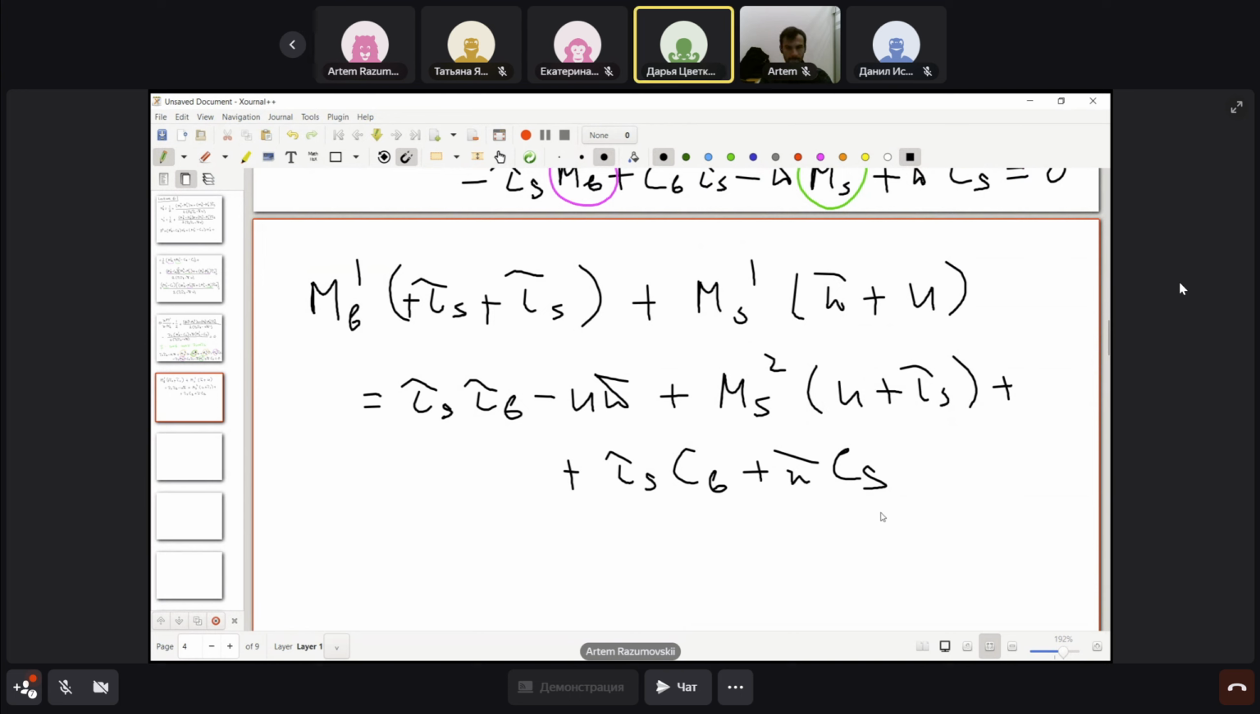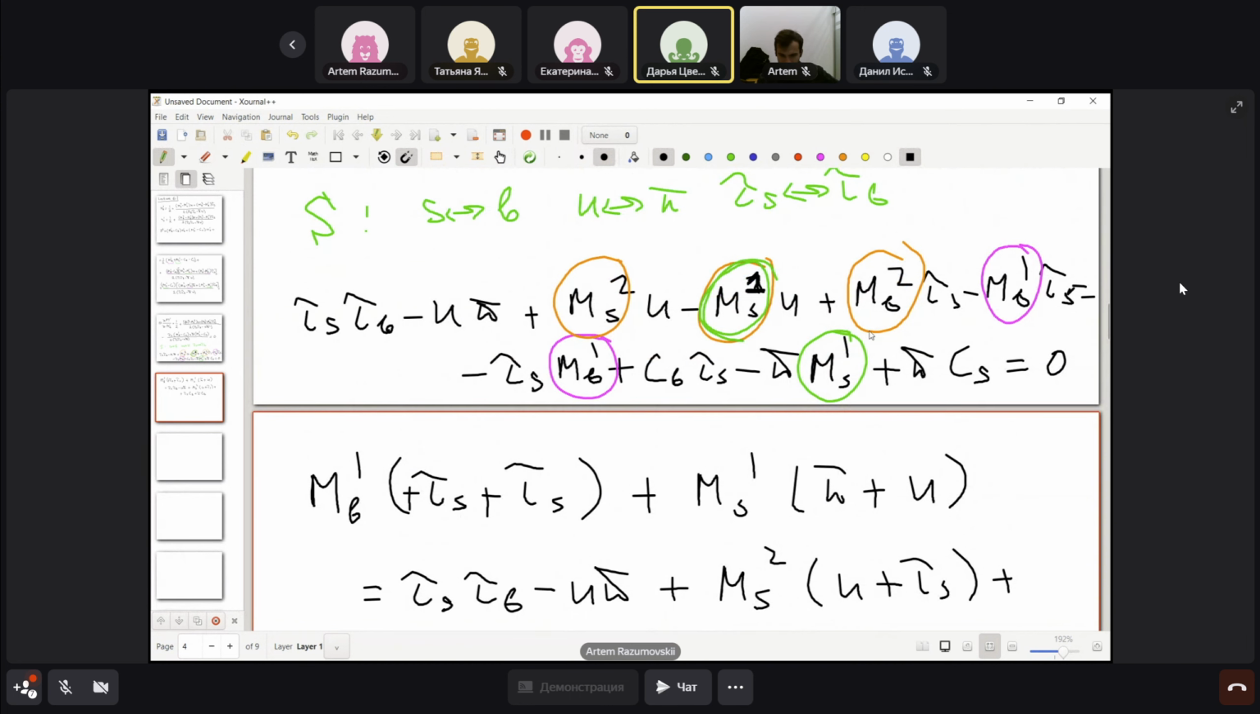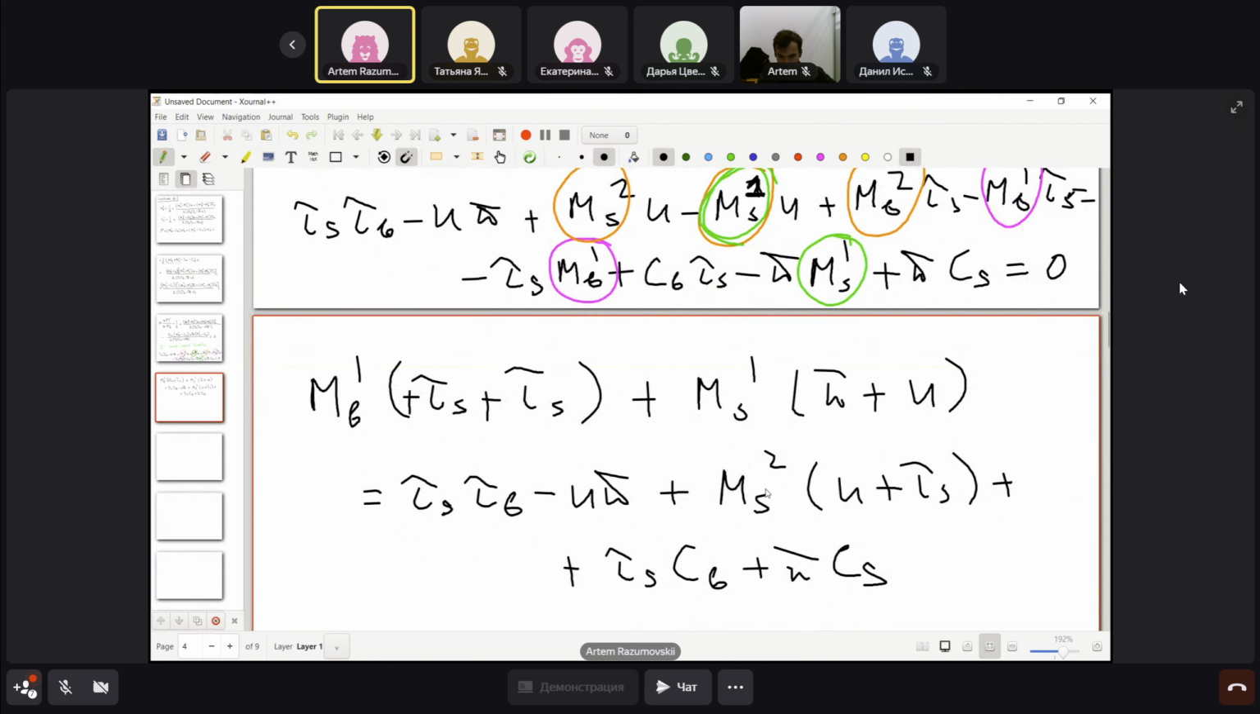I'm sorry, there was also MB2 somewhere, I think. MS2, MB2. Okay, yeah, thank you, sorry. It's too messy even for me. So here is supposed to be MB2, right? Please double check me if I'm correct. I will check with my notes as well.